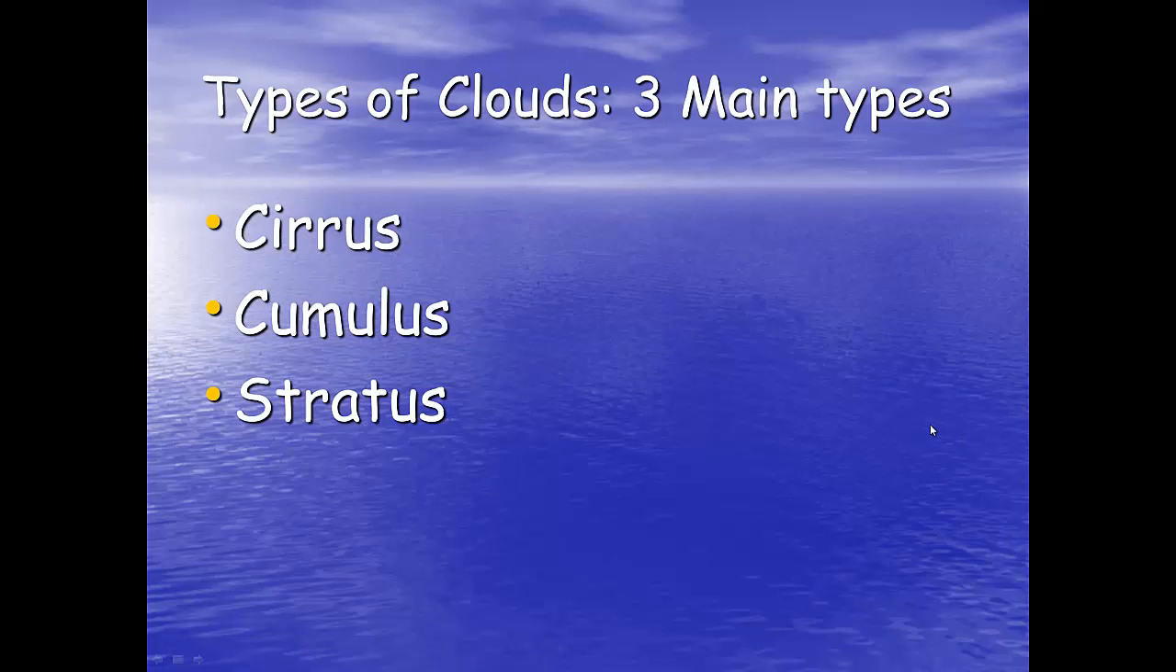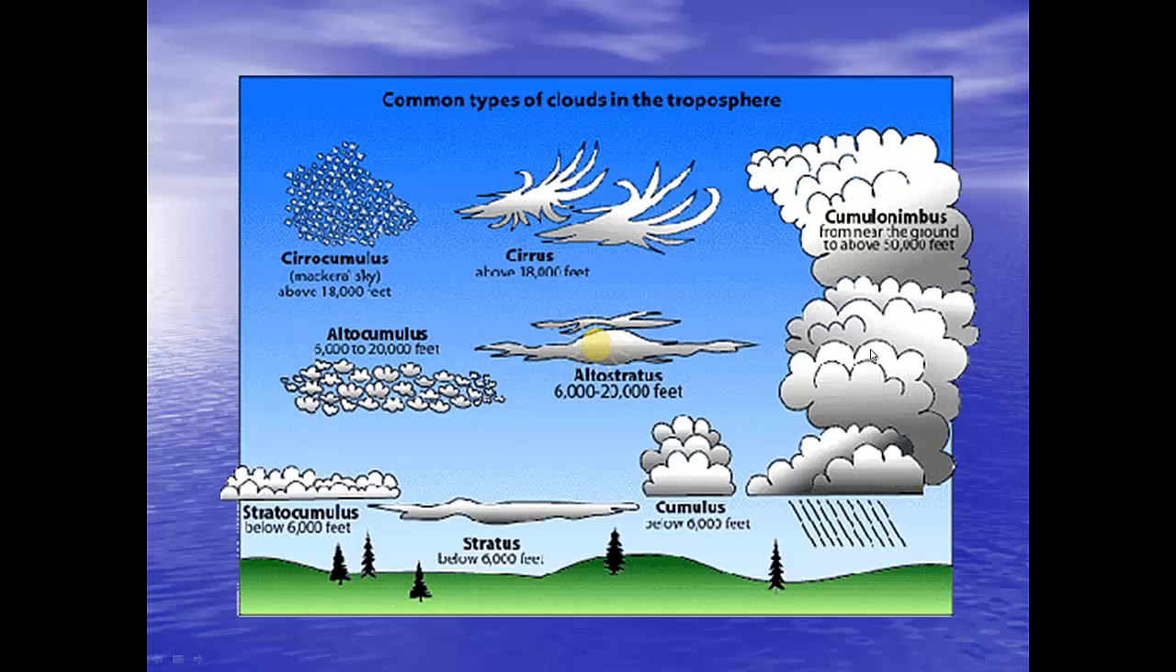Okay, so we're going to look at three main types of clouds. You should be familiar with these from your weather unit in 5th grade. Cirrus, cumulus, and stratus. We're going to look at a general map here first, just kind of showing the differences between all of the different clouds. Of course, we have our stratus clouds here, our cumulus clouds here, and our cirrus clouds here. All the rest are just different formations of those three basic cloud types.